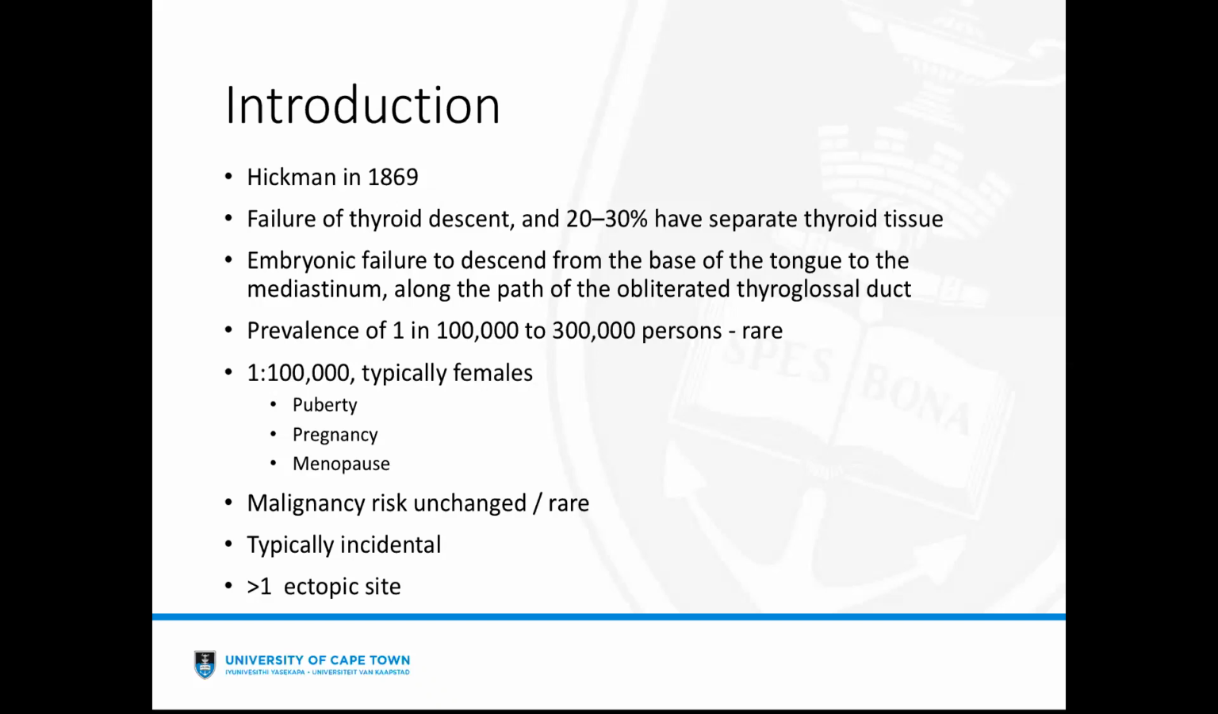Malignant transformation is estimated at about 1 per 100 cases, so it's quite rare, but should always be kept at the back of the mind when dealing with these lesions. It's typically an incidental finding, and patients can have more than one ectopic site of thyroid tissue.